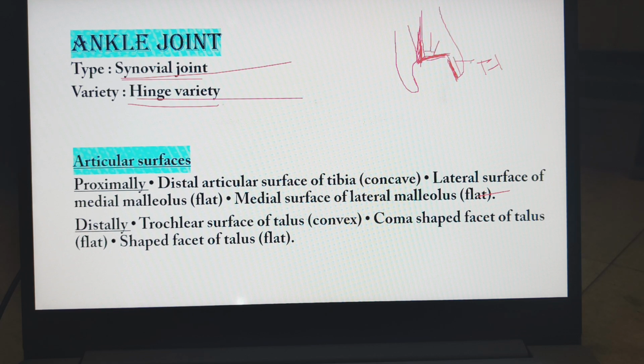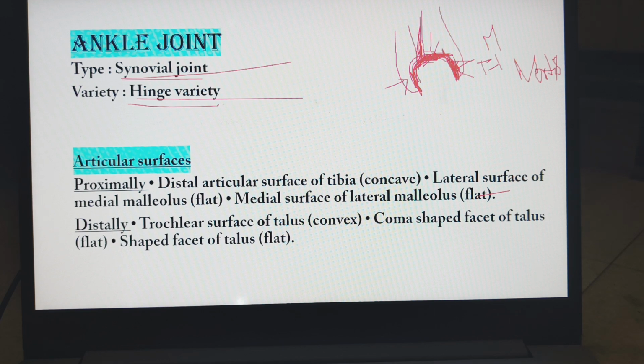And the malleoli, what we are having here are the tibial malleolus, otherwise medial malleolus, and here the lateral malleolus. These two malleoli will be flat only. So here the concave surface is formed by the lower end of the tibia. The shape formed by this concave surface of the lower end of the tibia, the flat medial malleolus and the flat lateral malleolus is called a mortise.